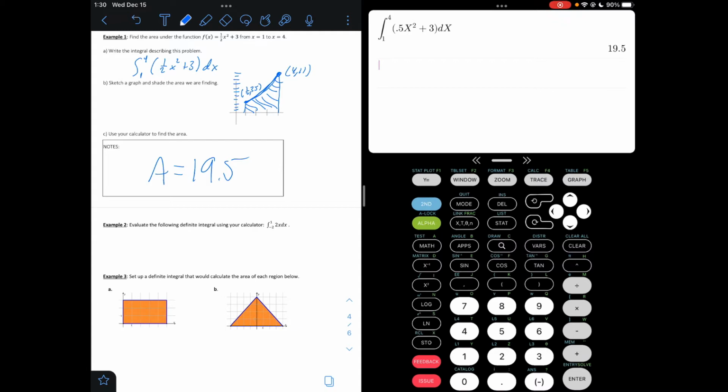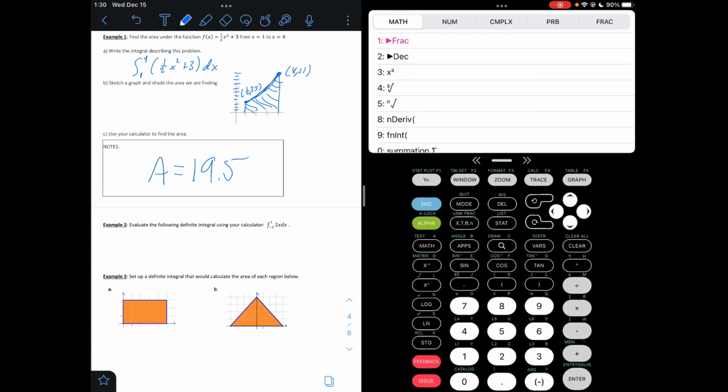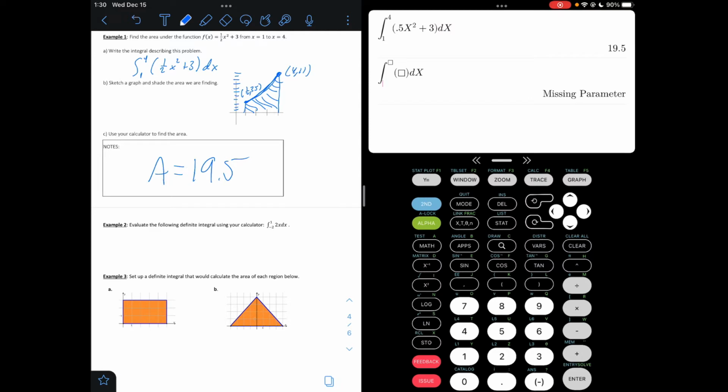So example 2 says evaluate the following definite integral using your calculator. So math number 9 again, we're going to go from -2 to 1 of 2x dx. And it looks like we get -3. So the integral from -2 to 1 of 2x dx is equal to -3.